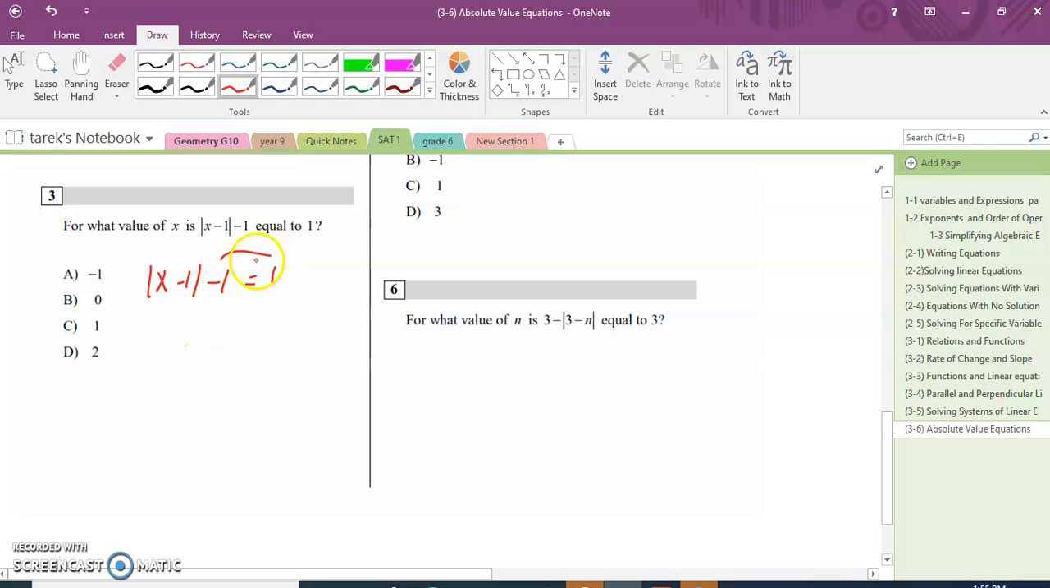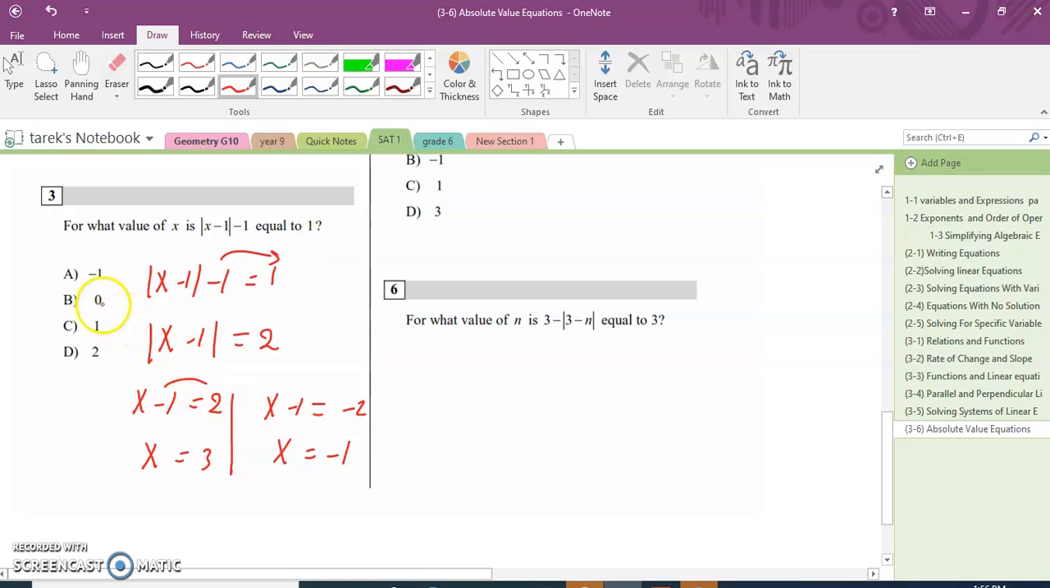Take it to the other side. It will be the absolute value of x minus 1 equals 2. Since the absolute value of x minus 1 equals 2, so x minus 1 is either 2 or negative 2. Take this to the other side, x equals 2 plus 1 equals 3, or negative 2 plus 1 equals negative 1.